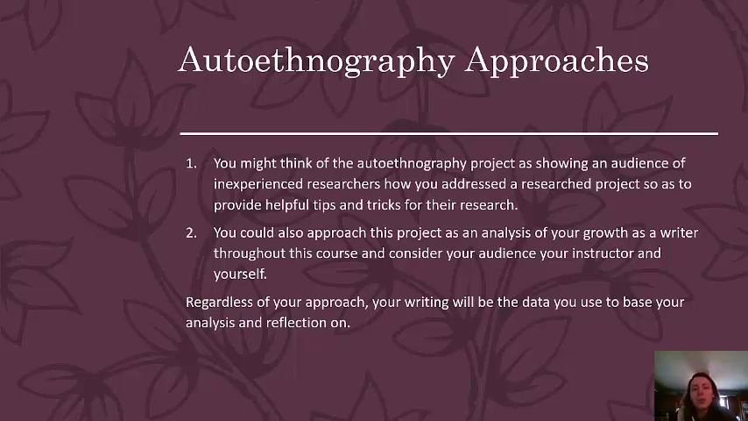The second way to approach the Autoethnography is to think about it as an analysis of your growth as a writer. So throughout this course, or perhaps even throughout your time at Bowling Green, consider how you've grown as a writer. Think about your audience as not just your instructor, but also yourself. Think about how you can reflect on the growth, the differences, the challenges you've overcome, and ultimately where you are now and where you might be later on.